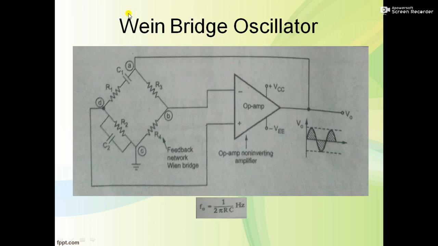So now the second type of oscillator is the Wien-Bridge oscillator circuit. It is called Wien-Bridge because of this bridge circuit, and this bridge circuit acts as a feedback network.